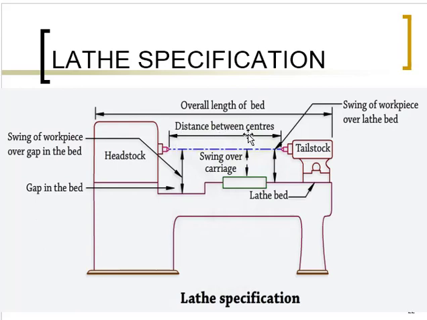Next is distance between the centers. That means distance between the live center and dead center. That is, it will tell you the length of the workpiece which can be fixed between these two centers, right? And then after that we have this swing of the workpiece over the bed. This is the most important.